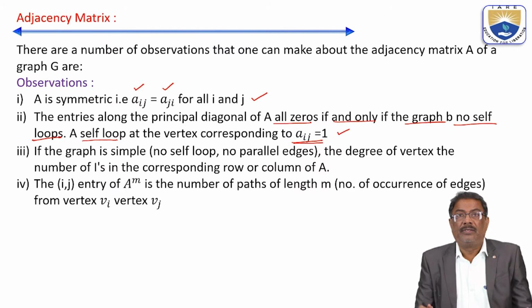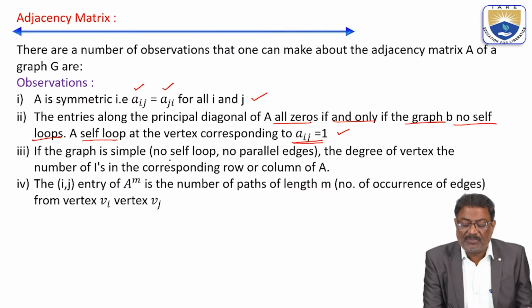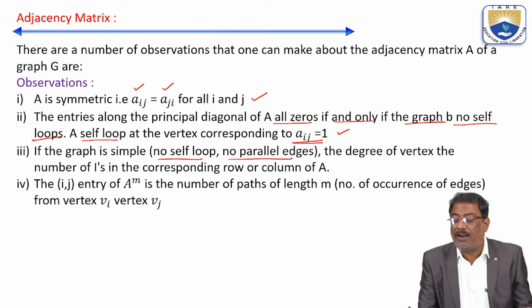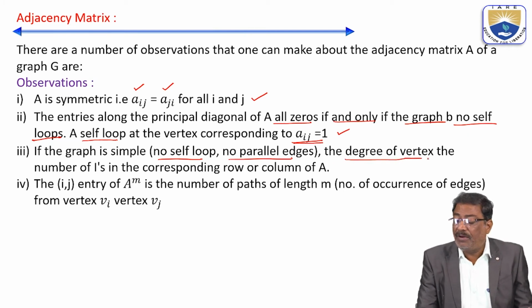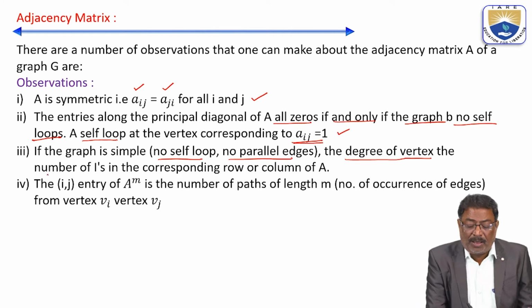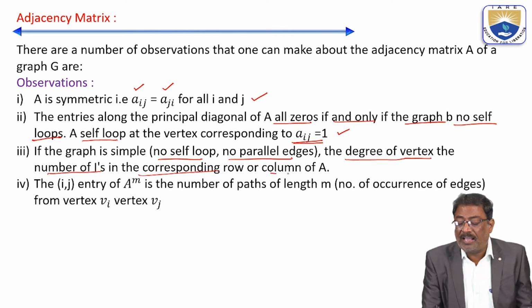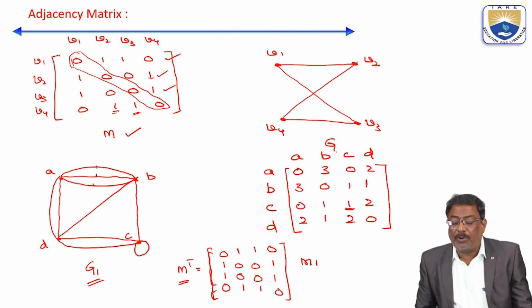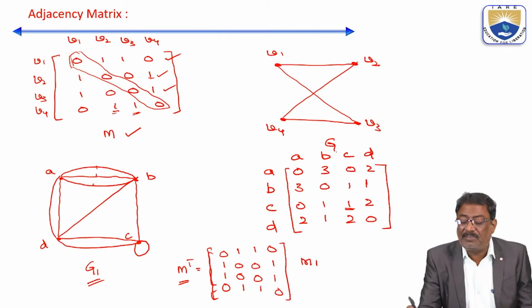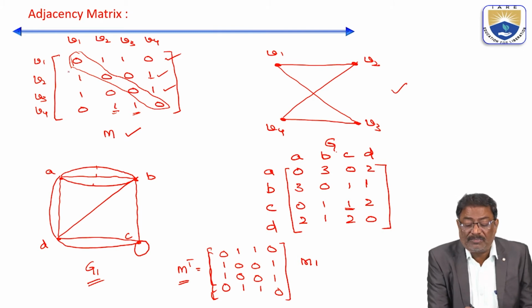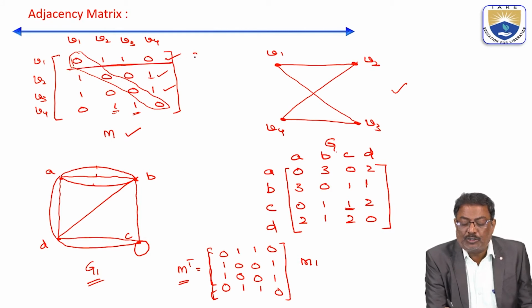And next, the graph is simple. That means it does not have self loops and parallel edges. Then the degree of a vertex is the number of ones in the corresponding row as well as the corresponding column. Suppose I consider a simple graph and the sum of the degrees of all vertices. This is equal to 2, this is equal to 2, and this is equal to 2. Similarly, this is 2, this is 2, and the column is also 2.